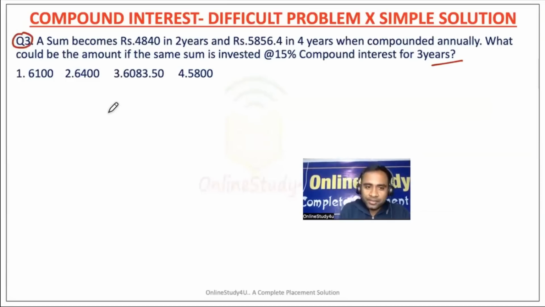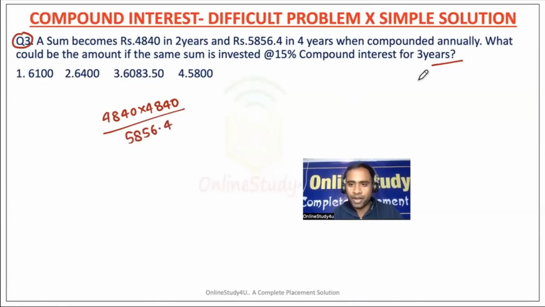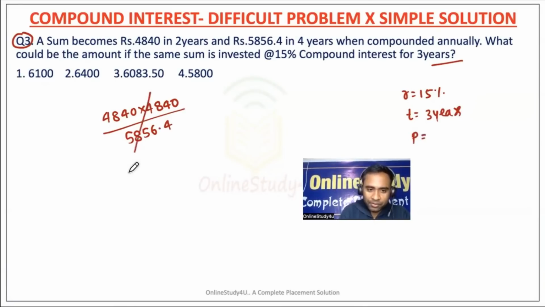A sum becomes 4840 in 2 years, and 5856.4 in 4 years when compounded annually. What would be the amount if the same sum is invested at a rate of 15% and time is 3 years? So basically we need to find out the principal first. So solve this, and we will get 4000. So our principal became 4000, right?